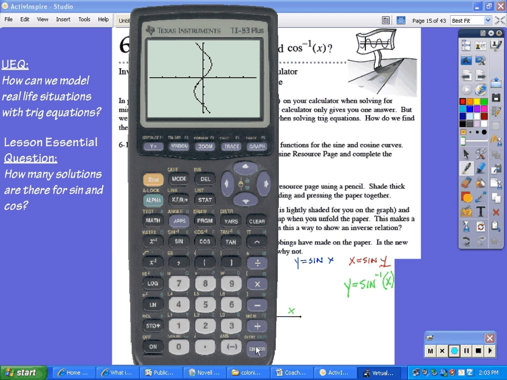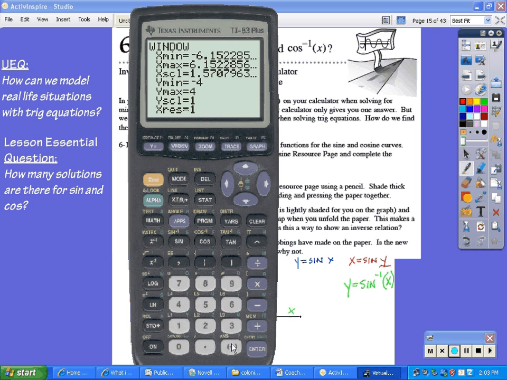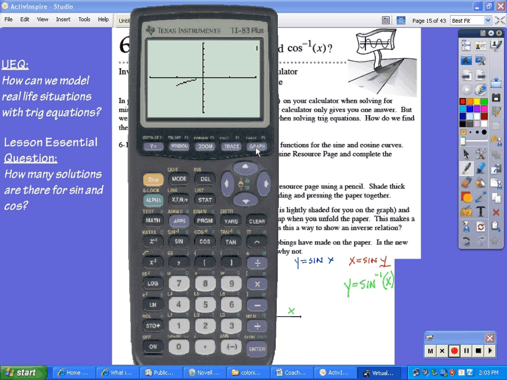Now we might want to change our window a little bit to go maybe from -2 to 2 on the x-axis, and maybe change y to -6 to 6. That way we have 2 pi. There you get that original that the calculator did for us. That is the part of it that's a function. And if we do draw inverse, we will get that whole graph from -2 pi to 2 pi, which is not a function because it fails the vertical line test.